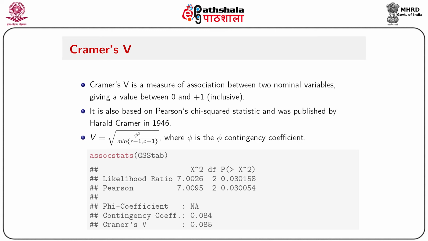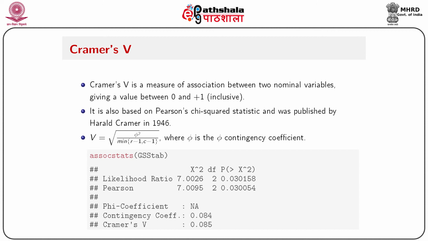Another very important measure of association is Cramer's V. Cramer's V is a measure of association between two nominal variables, giving a value between 0 and plus 1. It is also based on Pearson's chi-square statistic and was published by Harald Cramer in 1946. The formula is V equals the square root of phi squared, where phi is the phi contingency coefficient, divided by the minimum of r minus 1 and c minus 1.